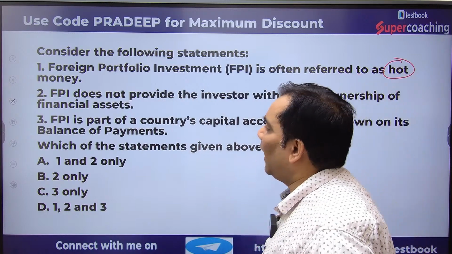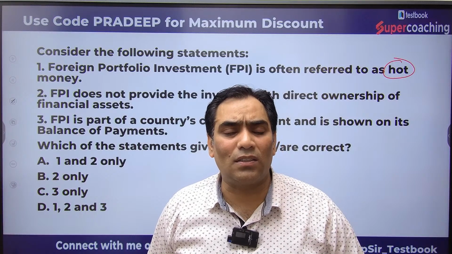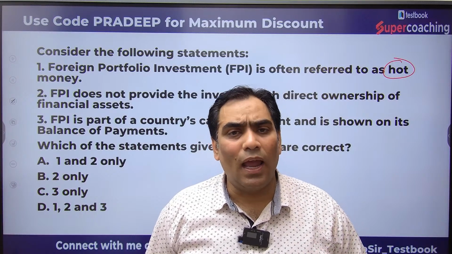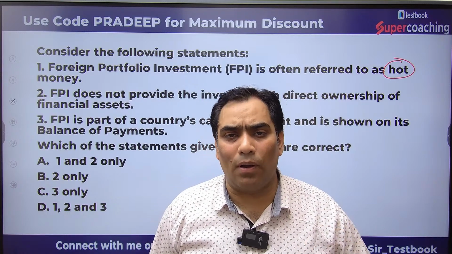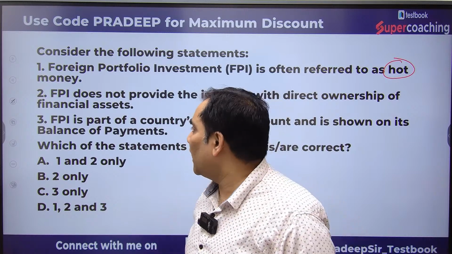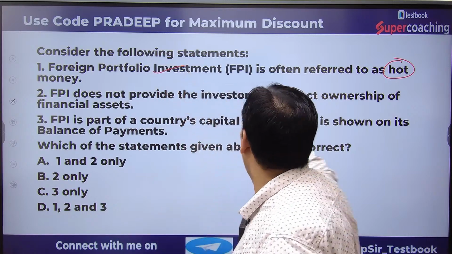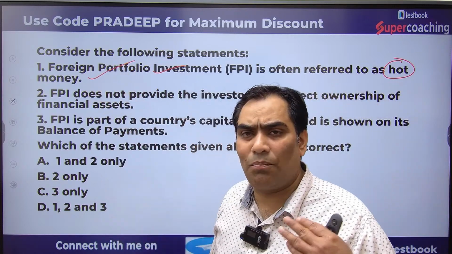So in foreign portfolio investment, FPI, the foreign investors can withdraw the money, as well as invest through the financial market, through the security market in the Indian economy. That's why foreign portfolio investment is known as hot money. That's why the first statement is correct.